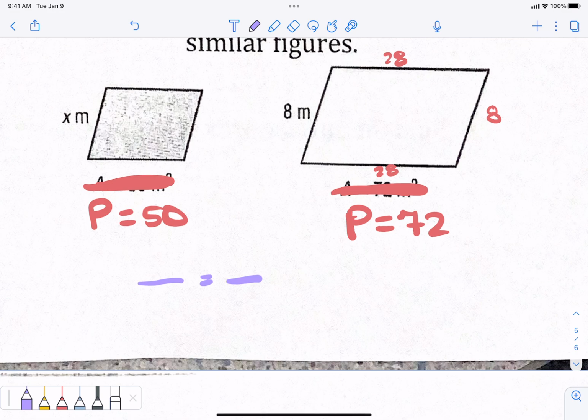It's a little bit different for area. That's why I switched it. But for perimeter, you can just set up a straight proportion. So I can do something over something equals something over something. What would you like to do?